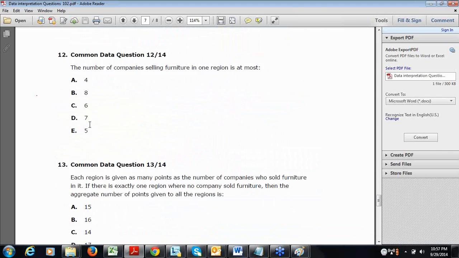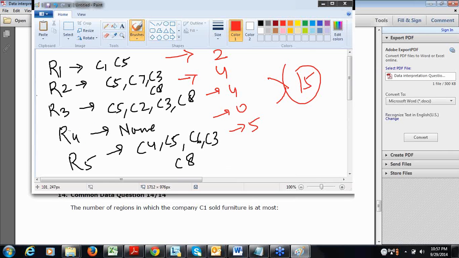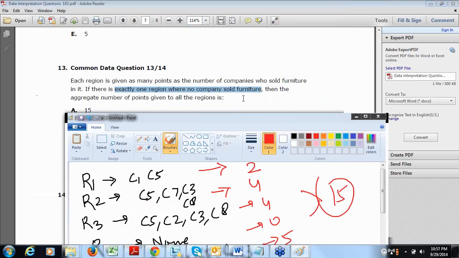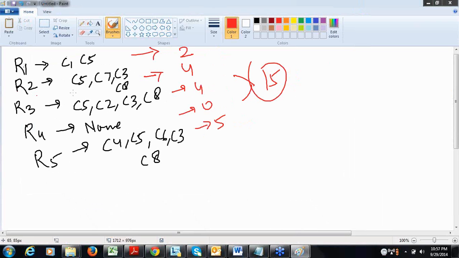Now question number 13 says that each region is given as many points as the number of companies who sold furniture in it. If there is exactly one region where no company sold the furniture, we have assumed that region to be R4, which is 0. Then what is the aggregate number of points given to all the regions? Now suppose there is a region R1. In R1 C1 is selling. If C1 is selling, C5 will sell there. C5 needs to sell there. So this region is fixed.